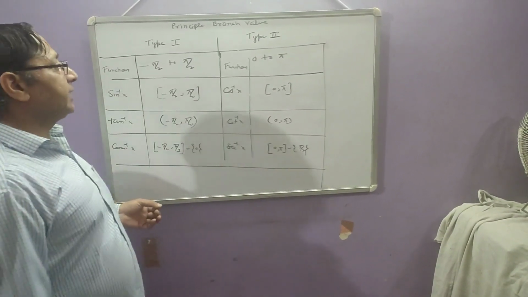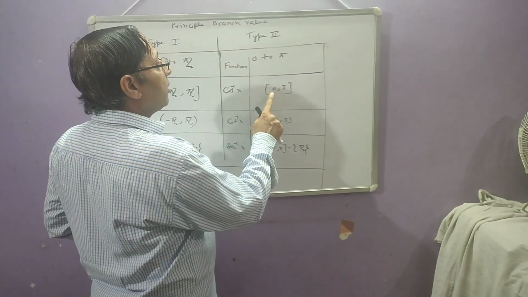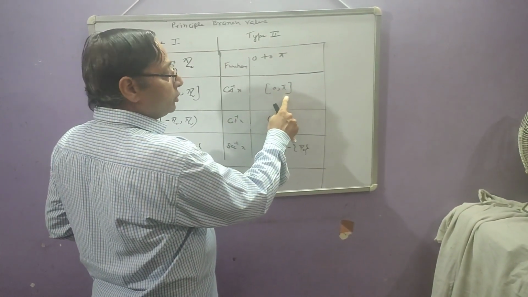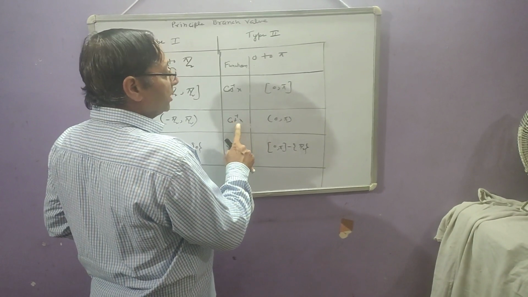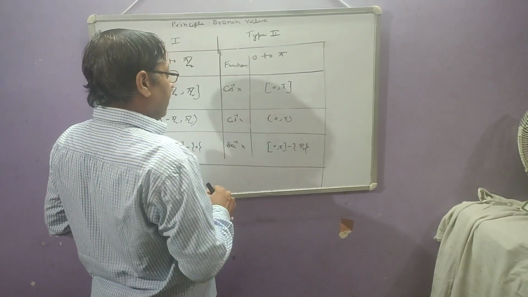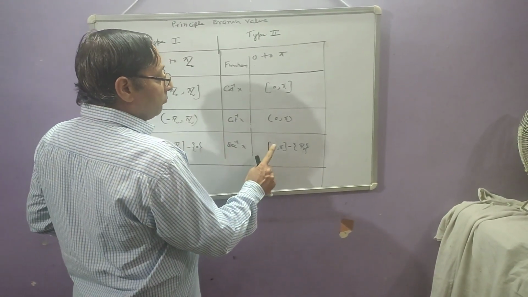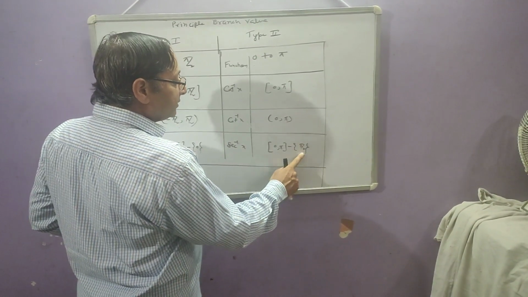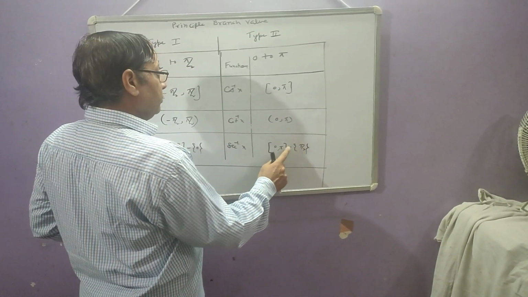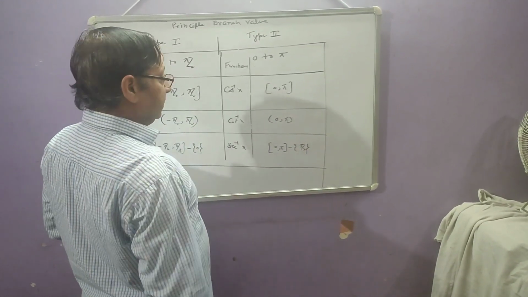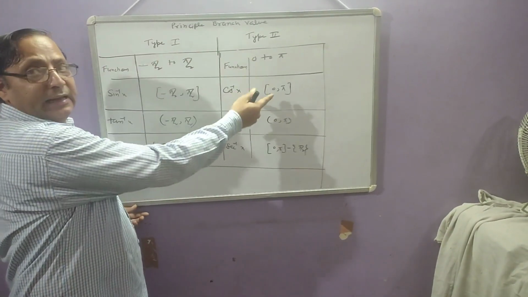Now similarly in type 2, the first function is cosine inverse x. Its principal value is the closed interval from 0 to pi. Then the second one in type 2 is cotangent inverse x. Its principal branch value is the open interval from 0 to pi. And the third one is secant inverse x. Its principal value is from 0 to pi, closed interval, but minus the central value. The central value from 0 to pi is pi by 2. Except pi by 2, it is defined for the other angles. Is it clear? Principal branch value, how to remember? Either it is the first type or it is the second type.